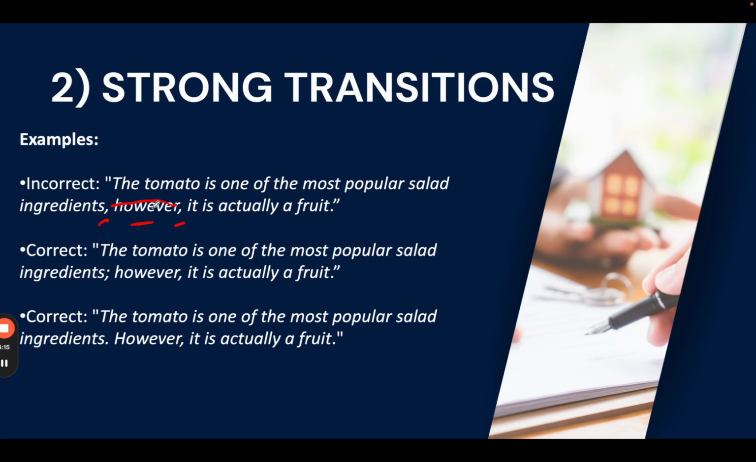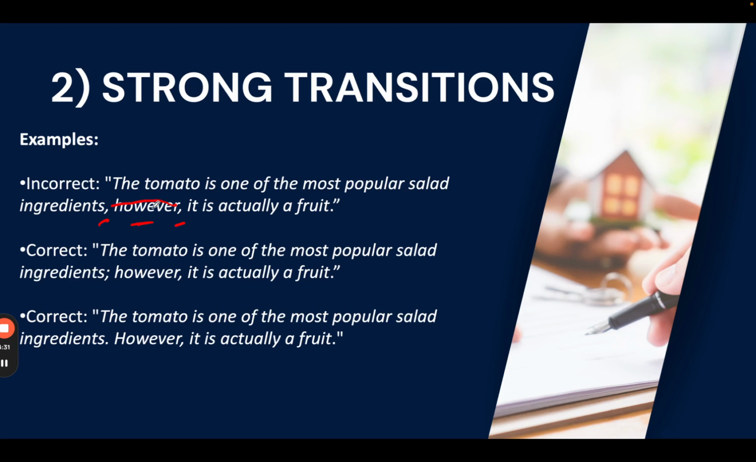Now, if you read this sentence without however, it should make sense. That is what I'm trying to say in simple words. Let's read the sentence without however. The tomato is one of the most popular salad ingredients. It is actually a fruit. It is looking like there are two complete sentences which are joined together, right?